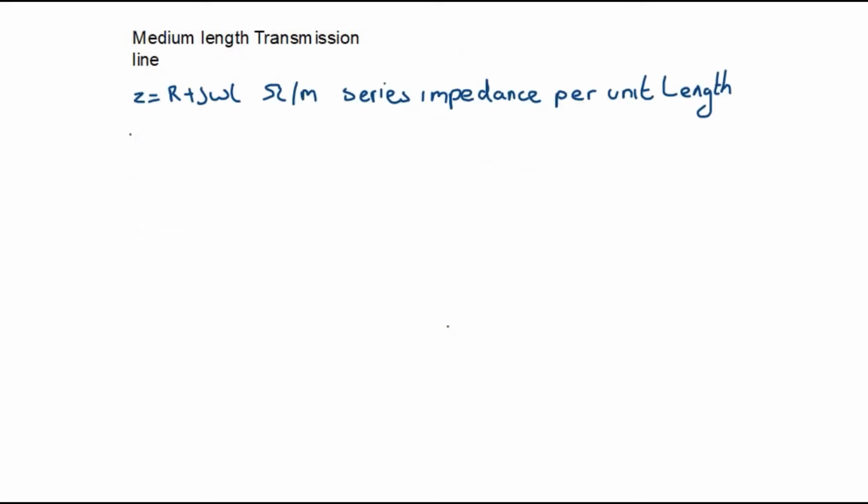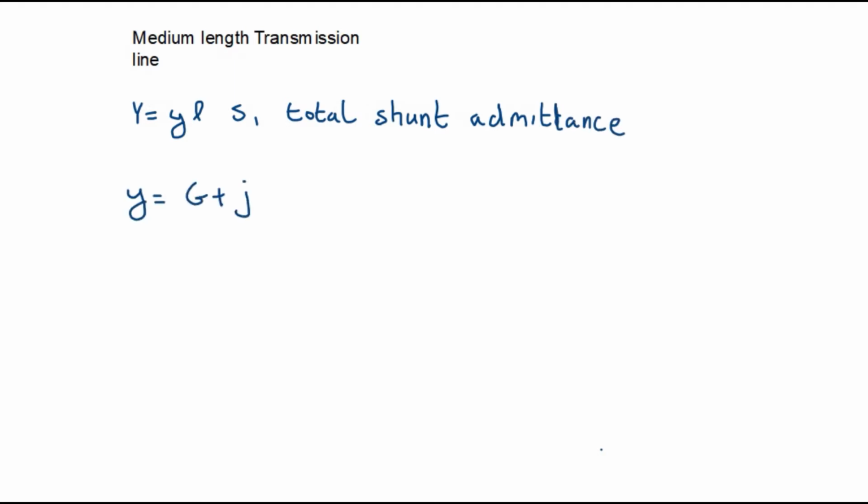First, let's calculate the total series impedance and total shunt admittance. The total series impedance, uppercase Z, is equal to the lowercase z times the length. Lowercase z is the series impedance per unit length, which is equal to R plus j omega L and is in ohms per meter. Uppercase Y is the total shunt admittance, which is equal to lowercase y times the length. Lowercase y is G plus j omega C, which is in Siemens per meter. Please note conductance G is generally not considered for overhead line calculations.